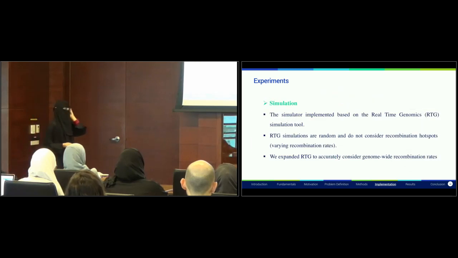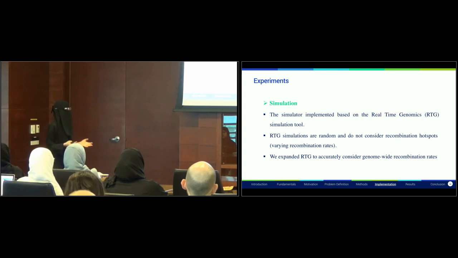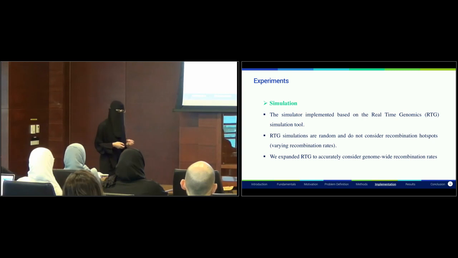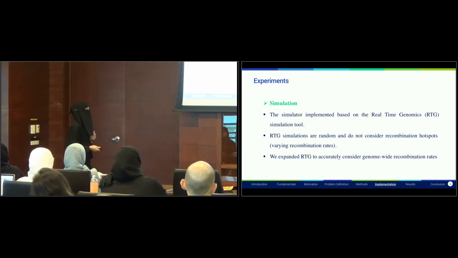And for the second scenario, the simulations, I just want to emphasize that our simulator is implemented based on Real Time Genomics. But the problem with the RTG simulation tools is that they are random and do not consider recombination hotspots. I mean, they are not considering the varying recombination rates that should happen when simulating a population of children. So we expanded RTG to accurately consider the genome-wide recombination rate. And the good news is that we are in contact with the developer of this tool, and they are happy to include our changes within their tool.